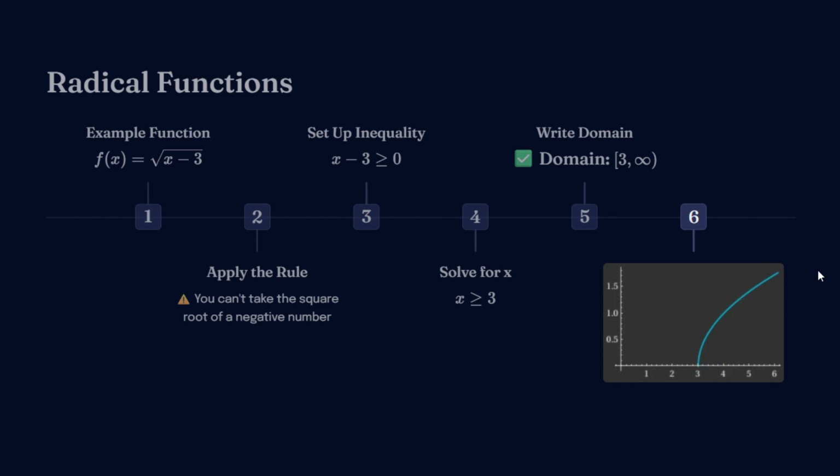So once again, the rule for radical functions is that you cannot take the square root of a negative number, or any even root for that matter. If you have an even root, whatever's under the root cannot be negative.